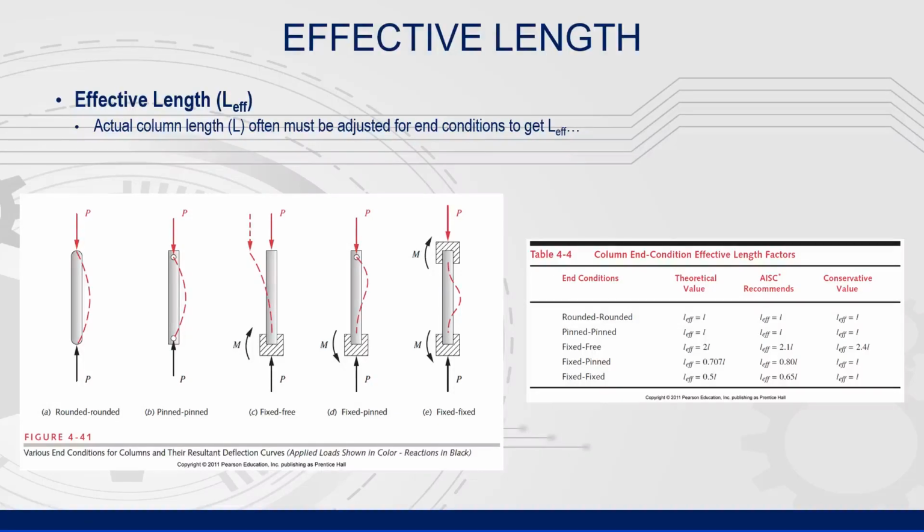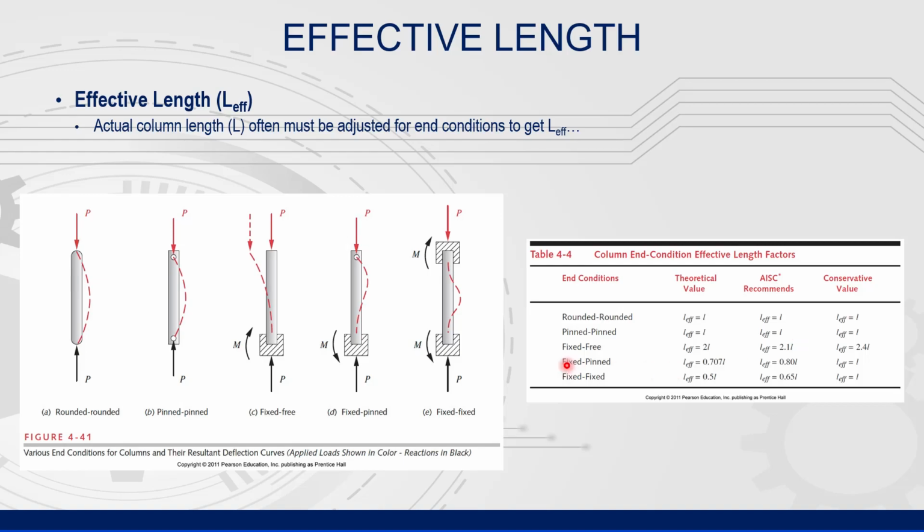The way the ends of the columns are constrained affects the slenderness ratio and overall structural performance of the column. The pinned at both ends scenario is considered the nominal column setup. In the chart, note the column that indicates AISC recommends. AISC is the American Institute of Steel Construction, and these are the values we will use when we do our column analysis. Note the rows for rounded and pin both have an effective length of 1.